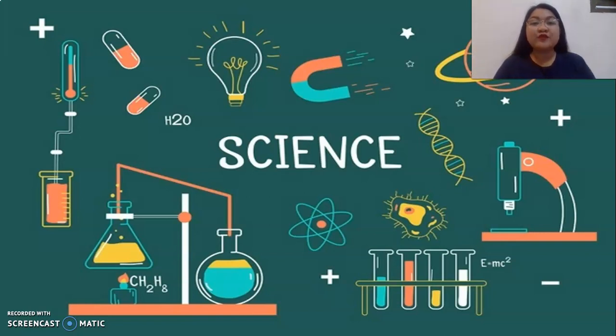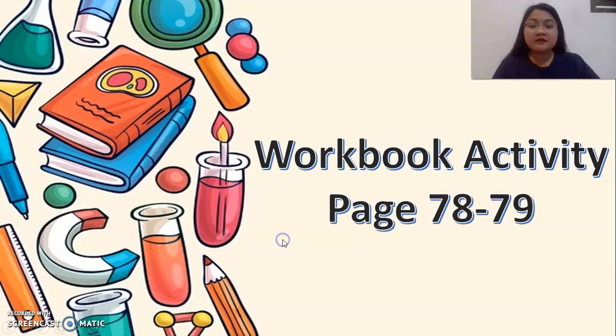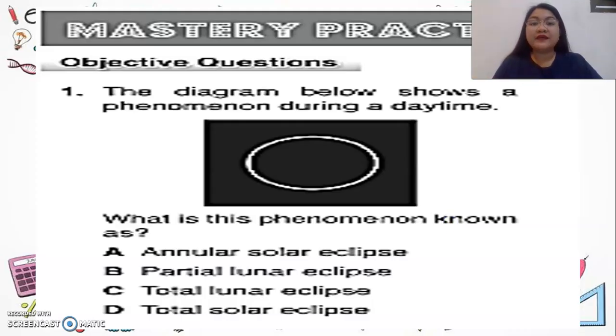So, for today, we're going to answer your workbook on your mastery practice. Can you please get your workbook and open it on page 78 and 79? Okay, are you ready? Let's start. All you have to do is encircle the letter of the correct answer. I'm going to help you answer the 10 questions.